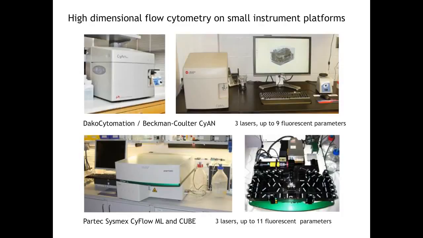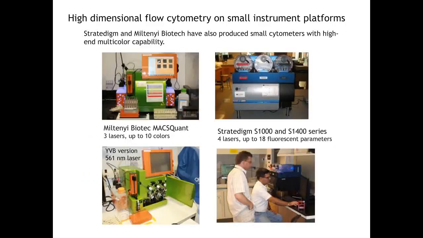More recently, though, we have seen the development of some instruments that are capable of more than this. The originally DAKO Cytomation and then Beckman Coulter CyAn on the top up here was a 9-color flow cytometer developed about 6 or 7 years ago, a very capable instrument at the time with 3 lasers that could take advantage not only of the traditional blue, green, and red excited fluorochromes, but also some of the newer violet ones at all. The Partec Sysmex instruments below were also capable of doing more than 10 colors using multiple lasers. However, these instruments still tended to be relatively expensive. They were not much cheaper than the more traditional larger instruments.